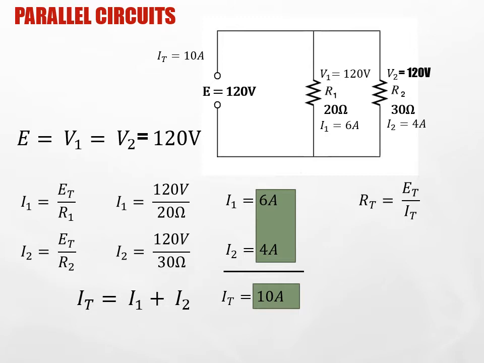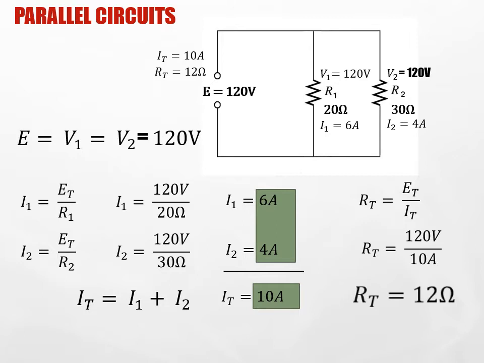Now that we have the total voltage and total current, we can calculate the total resistance. Again, using Ohm's law, RT is equal to ET over IT, where we have a 120 volt source. It has to supply 10 amps of current. So the source thinks it's seeing or supplying only 12 ohms worth of resistance.